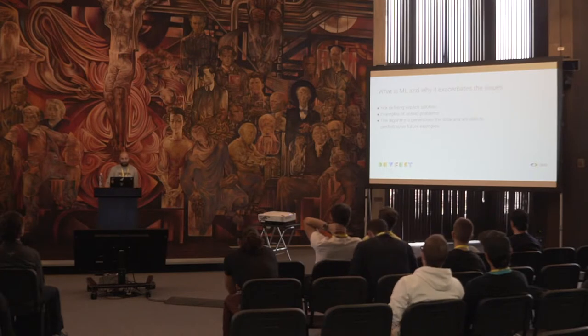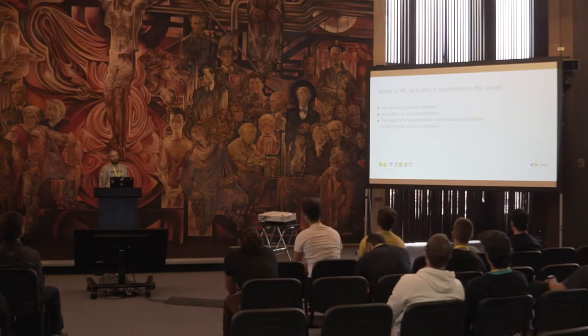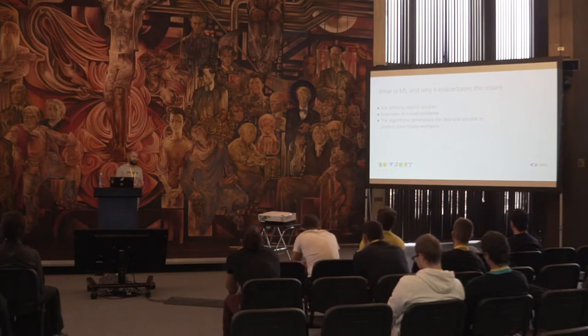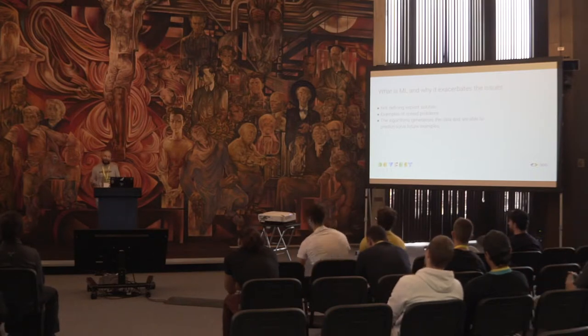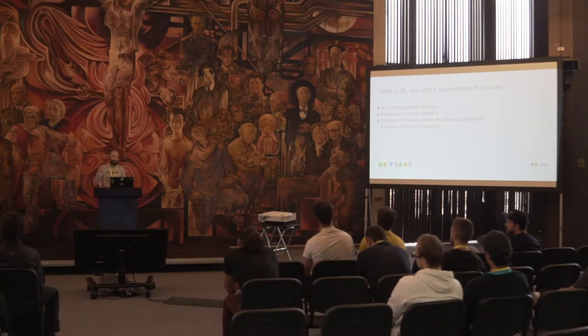So what's machine learning? You don't specify a solution, you don't define an algorithm step by step. If you use the textbook example of how to boil an egg, you don't put water in the pot, put the pot on, wait for 5 minutes, etc. There is no step by step solution. Instead, what you do, you provide the machine with a lot of examples of solved problems.